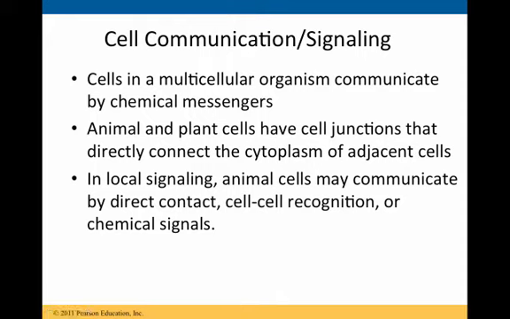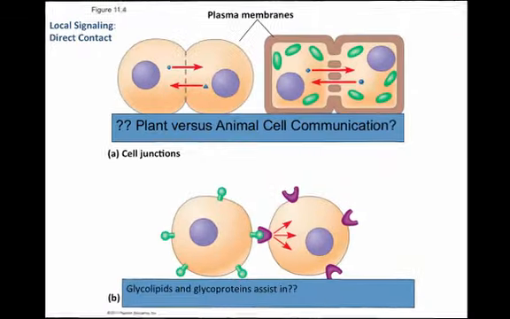Cells in multicellular organisms communicate by chemical messengers. Animals and plant cells have cell junctions, and this is something that we talked about previously when we identified the various organelles within animal and plant cells. Now, these junctions can directly connect the cytoplasm of adjacent cells. And in local signaling, animal cells may communicate by direct contact. They may communicate by cell-to-cell recognition, or there may be chemical signals released.